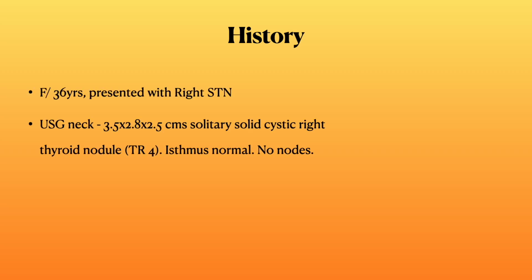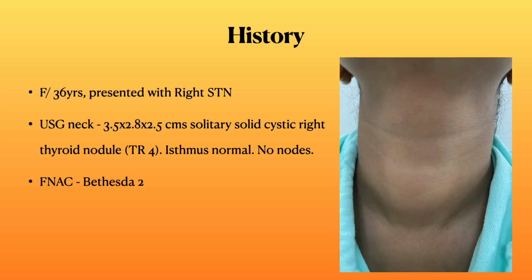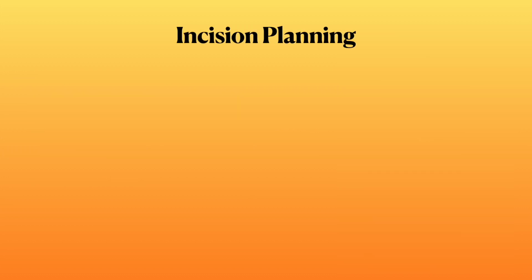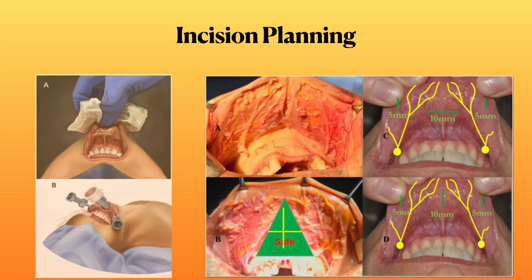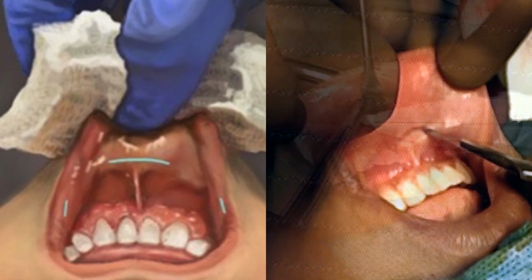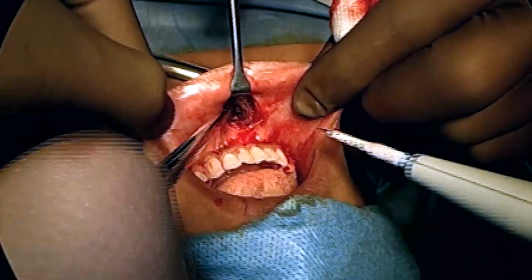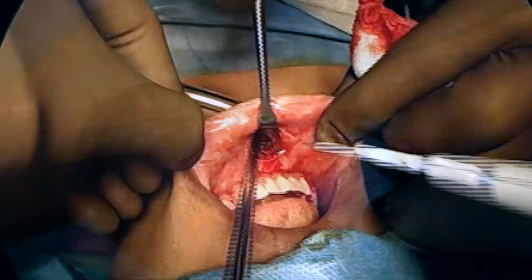Presenting a case of a young lady with a right-sided solitary benign thyroid nodule. Incision planning is done taking care of the ventral nerve anatomy. A central 10 mm incision is placed anterior to the frenulum and two lateral 5 mm incisions are placed anterior to the angle of mouth.